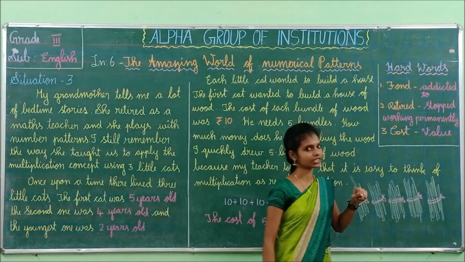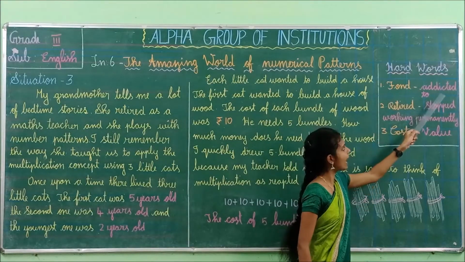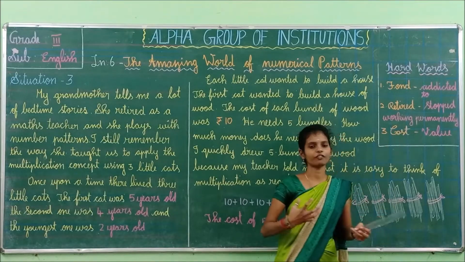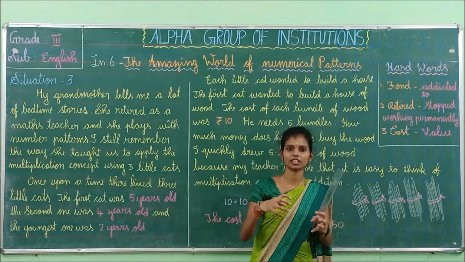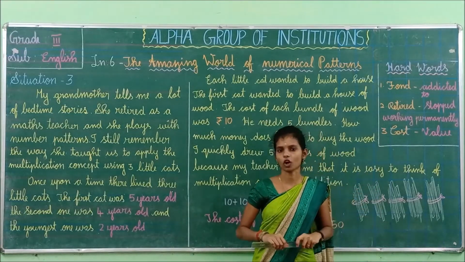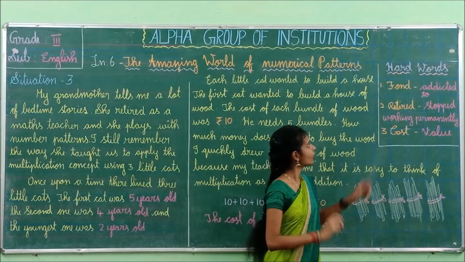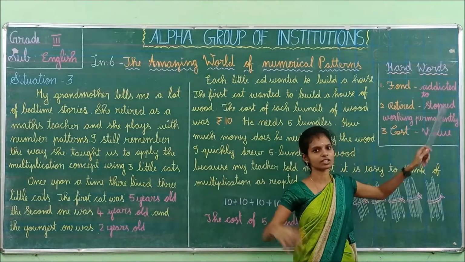So what are the hard words here? Fond. What is meant by fond? Addicted to. If we like something, it means we are addicted to it very much. That is called fond. If you people like chocolate, it means you are addicted to the chocolate, right? Likewise, fond means addicted to something.